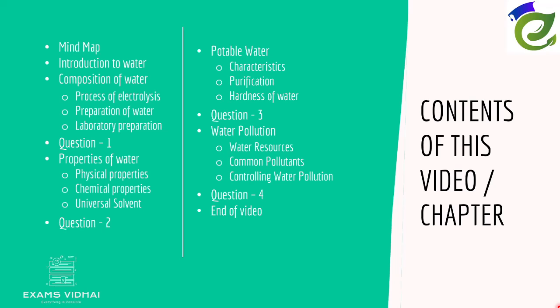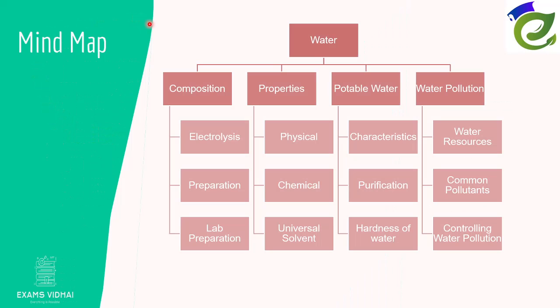Here is the content of the video. For this video, we'll be looking at the mind map and introduction to water and the composition of water. This is the part where we are going to focus on in this video. Here's the mind map, and for this total series of the chapter Water, we'll be focusing on 4 different videos: composition, properties, potable water and water pollution. And for this chapter, we'll be focusing on electrolysis, preparation and lab preparation of water.